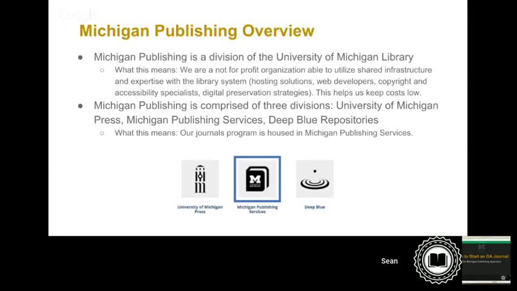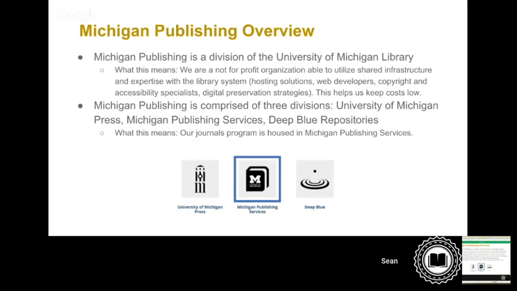So Michigan Publishing is a division of the University of Michigan Library. What this means ultimately is that we're a not-for-profit organization able to utilize the shared infrastructure and expertises that exist within our current library system. So this includes hosting solutions, use of our web developers, copyright and accessibility specialists, as well as digital preservation strategies. And all of this helps us to keep our publishing costs, as you'll see very shortly, relatively low.